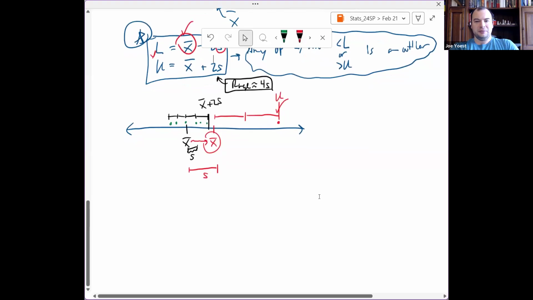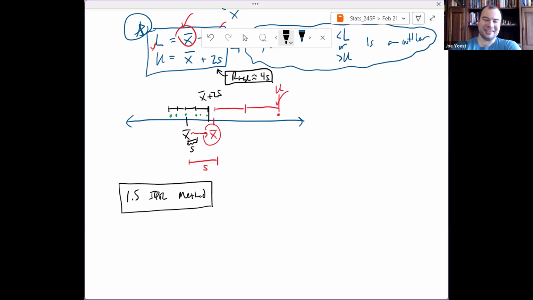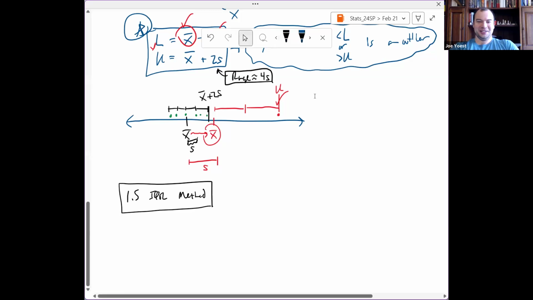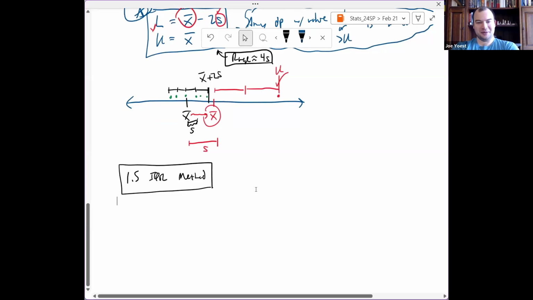Well, this is where the 1.5 IQR method comes into play. Sorry that we don't have more fun names for things in math and stats. We often have boring, descriptive names for things. So this is the 1.5 IQR method. And this, I would say, is probably the standard method in stats programs like R or SAS or S-Plus or something like that. If you just tell it, hey, find me the outliers, it's probably going to use this method.